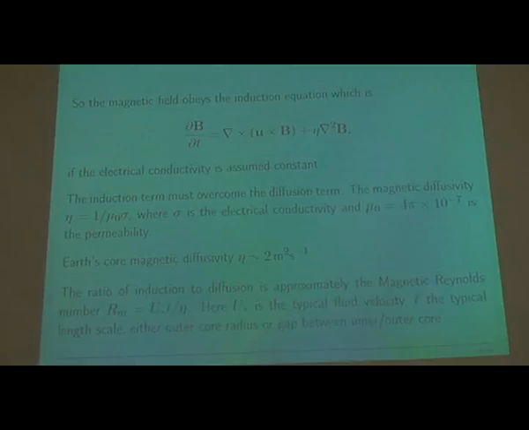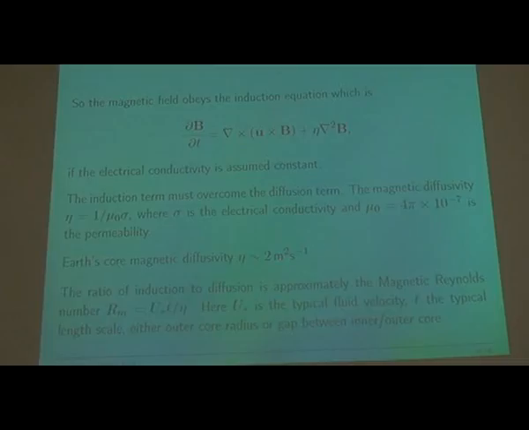And here again we have the magnetic Reynolds number, which has been referred to, from a simple scaling of the ratio of this term to that term. You just replace u by a typical velocity, the curl by 1 over a typical length scale, and the del squared by 1 over a typical length scale squared, in a very crude fashion. Then the ratio of these terms turns out to be u* L over eta, and that's the magnetic Reynolds number. The Earth's core magnetic diffusivity turns out to be about 2 meters squared per second.